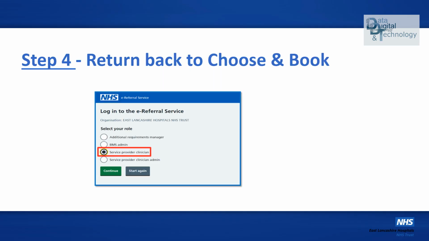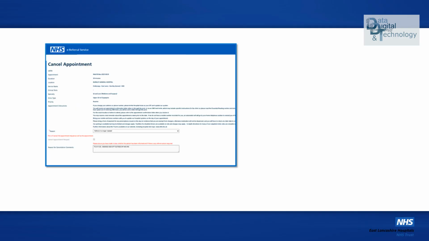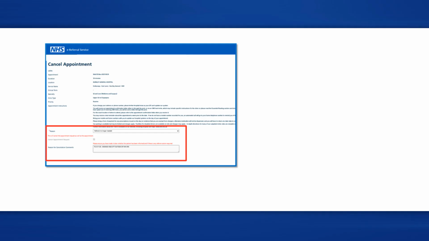For step 4, you will now need to cancel this appointment on Choose and Book. This will then cancel the appointment on Revenue Cycle. From the Appointment Inquiry, find the patient. Right-click on the patient and select Cancel Appointment from the Actions list. For the reason, select Referral no longer needed. Ensure the Cancel Request box is ticked.